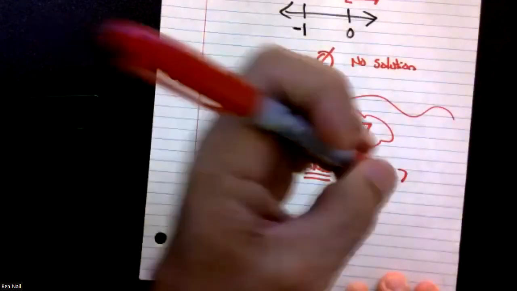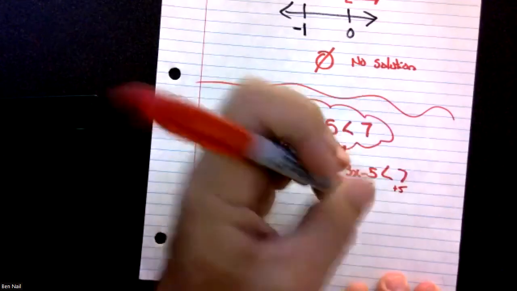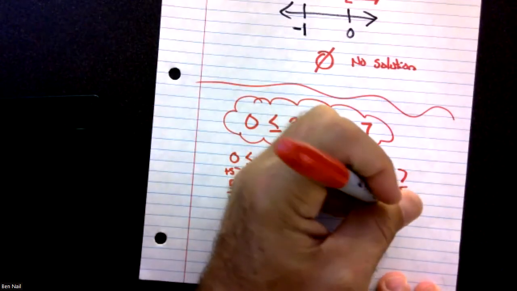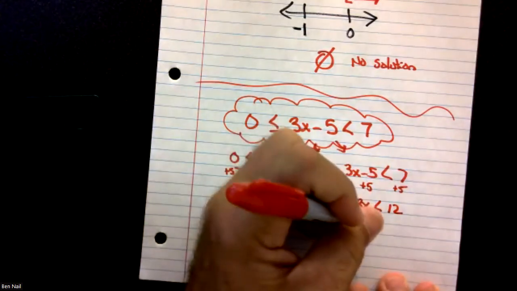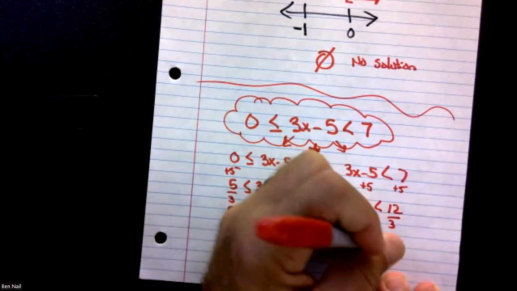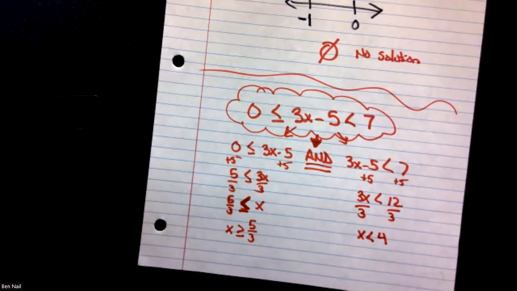Okay, same game. To get rid of the -5, we're going to add 5. The x is less than 12. Divide. X is less than 4.